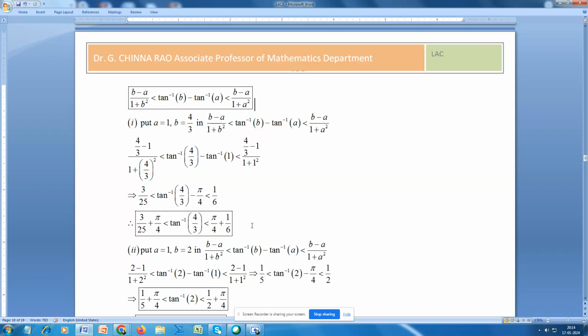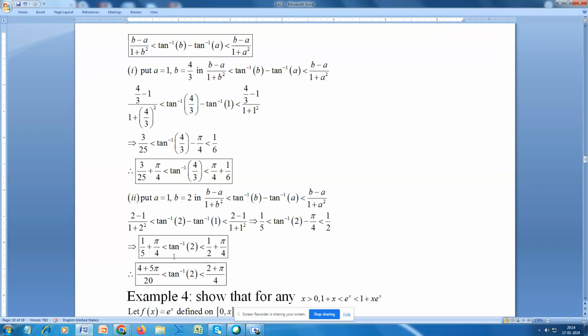Next one is put a = 1, b = 2 in the above relation. (2 − 1)/(1 + 2²) < tan⁻¹2 − tan⁻¹1 < (2 − 1)/(1 + 1²). This is the same. 2 − 1 is 1. 1/5 < tan⁻¹2 − tan⁻¹1. tan⁻¹1 is π/4. Now again adding π/4 on both sides. Now take LCM. You can get the result. That's enough.